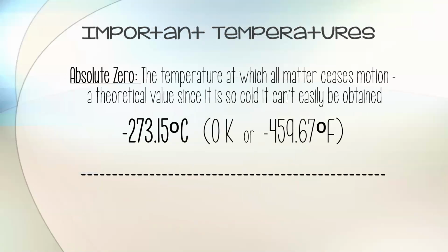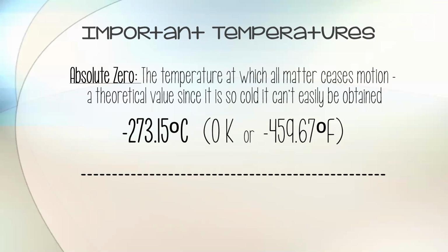So an important temperature you need to know is absolute 0. So absolute 0 is actually a theoretical value. It's the temperature at which all matter ceases motion. So all molecules stop moving. It's such a cold temperature, though, it can't actually be obtained in our world. So it's a theoretical value, but it has a purpose.